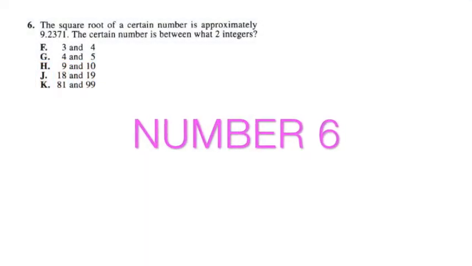Number 6 is a number and quantity question. We're dealing with square roots. The square root of a certain number is approximately 9.2371. The certain number is between what two integers? We can make this statement into an equation. The square root of a certain number is approximately 9.2371.